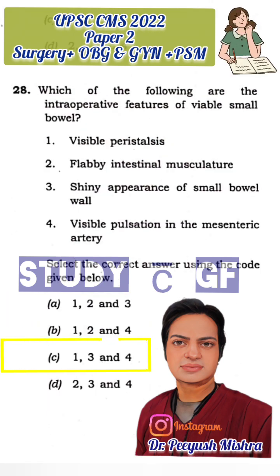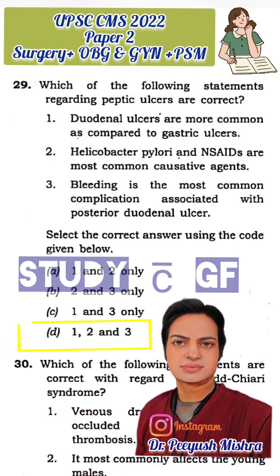Which of the following are intraoperative features of viable small bowel? Visible peristalsis, shiny appearance of small bowel wall, visible pulsation in the mesenteric artery. Which of the following statements regarding peptic ulcers are correct? Duodenal ulcers are more common as compared to gastric ulcers. Helicobacter pylori and NSAIDs are most common causative agents. Bleeding is the most common complication associated with posterior duodenal ulcer.